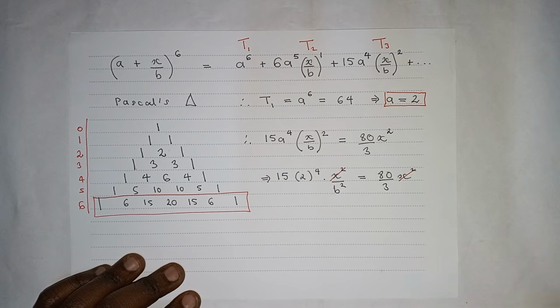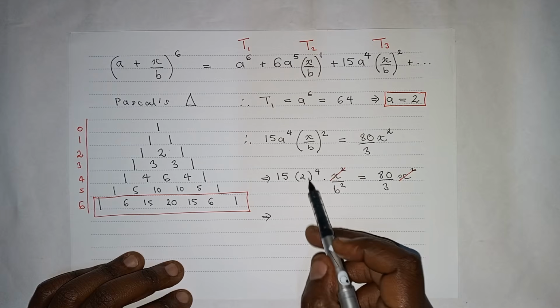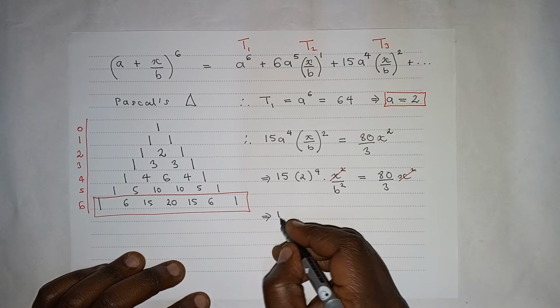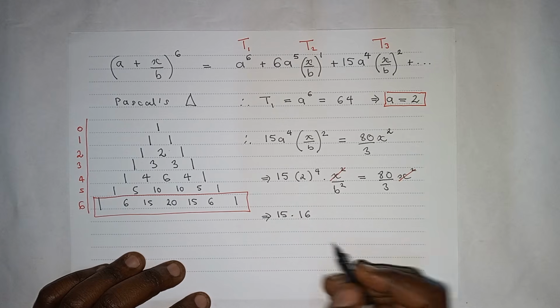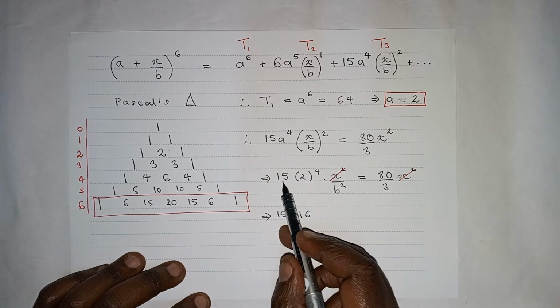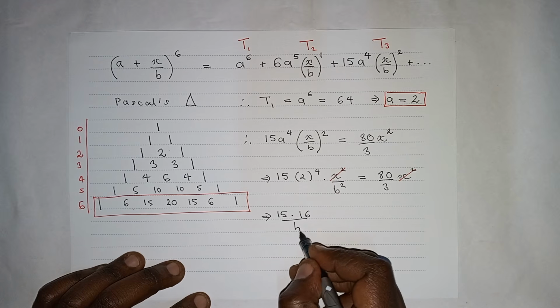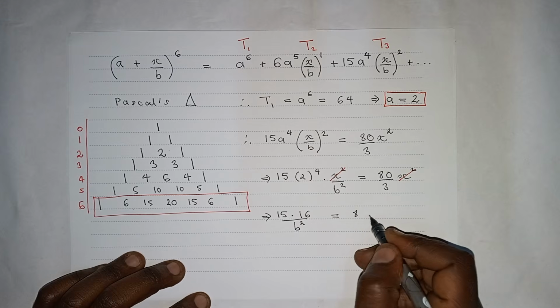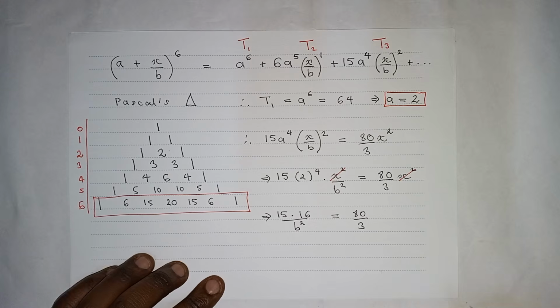And we can remove the brackets here by raising 2 to the power 4. And 2 raised to the power 4 is 16. So we've got 15 multiplied by 16 divided by b squared on the left hand side. And on the right hand side, we got 80 divided by 3. What we want to do next is we want to make b the subject of the formula.